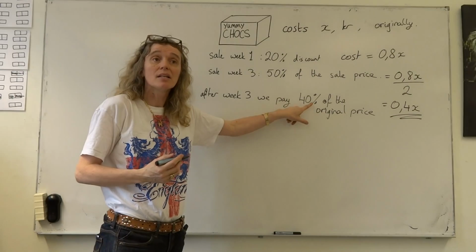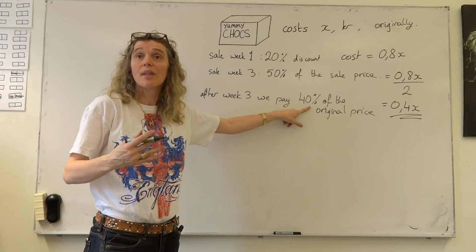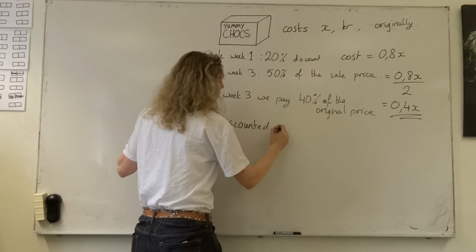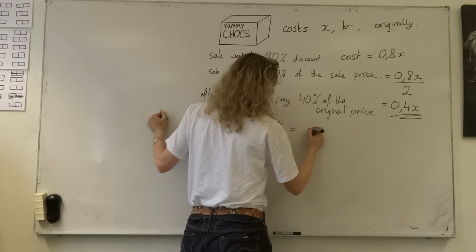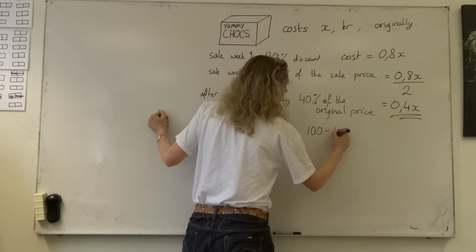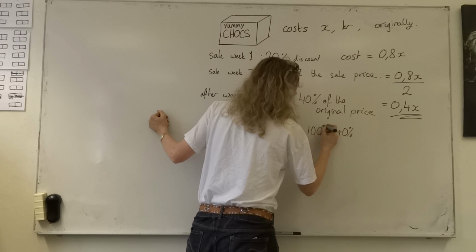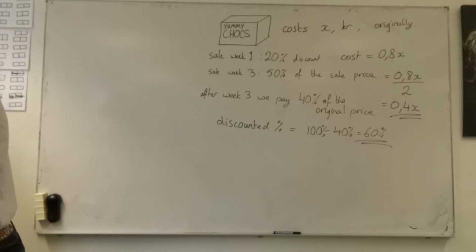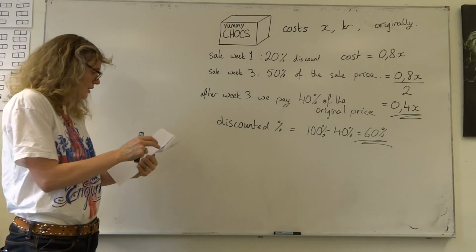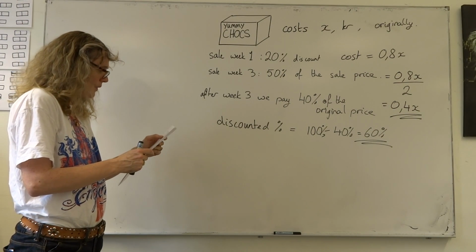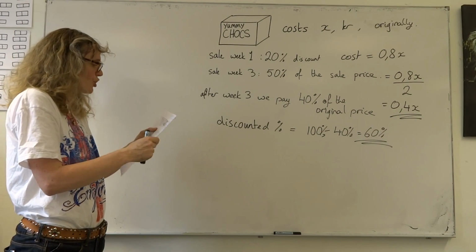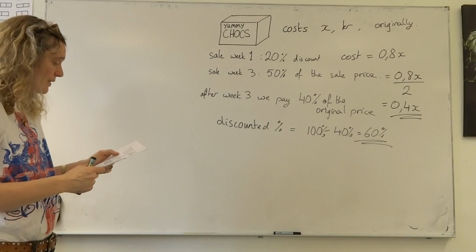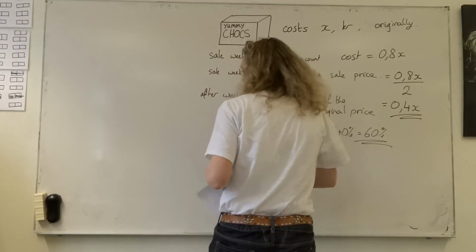So after week 3, we pay 40% of the original price, so we know that the discount must be 100 minus 40. So the discounted percentage is 100 minus the 40% that we would have paid, which is 60%. So the question asks by how many percent the price of the chocolate box has been reduced from the original price? So 60%.